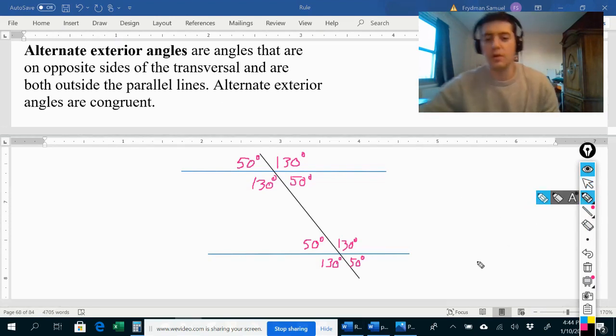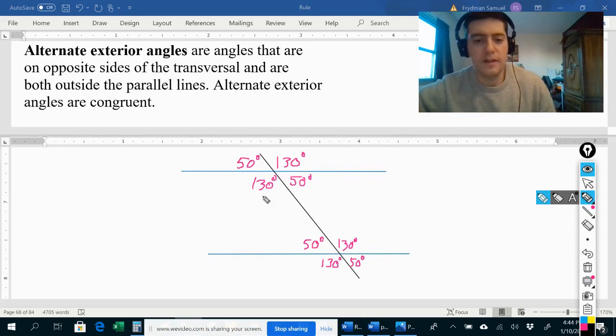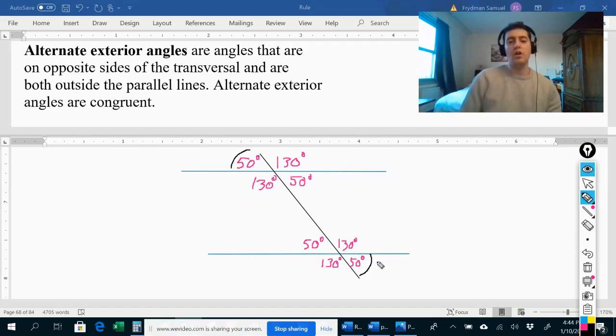So for example, this angle and this angle, these would be alternate exterior angles. Different sides of the transversal, and they are outside of the parallel lines, okay? And alternate exterior angles are congruent.